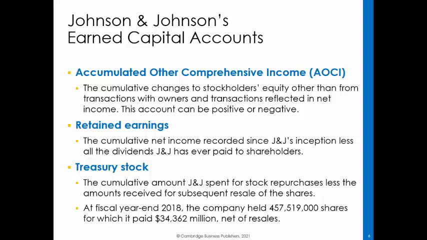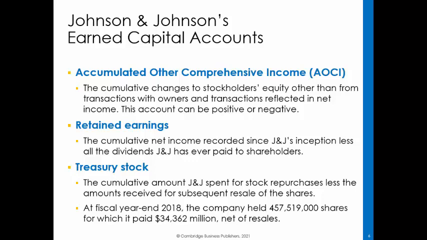These holding gains and losses will flow to the income statement and be included in retained earnings when they are realized. Retained earnings is the cumulative net income received since the company's inception, less all dividends the company has ever paid out to shareholders. Johnson & Johnson reported $106,216 million in retained earnings at the end of 2018.